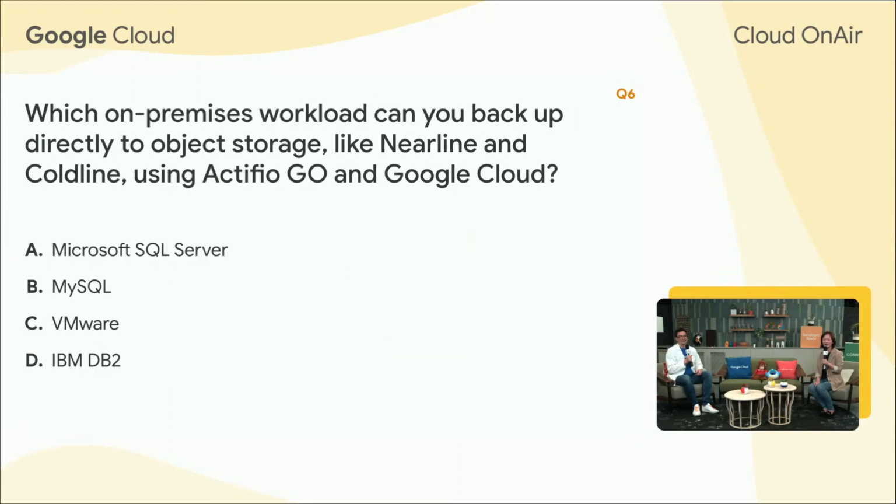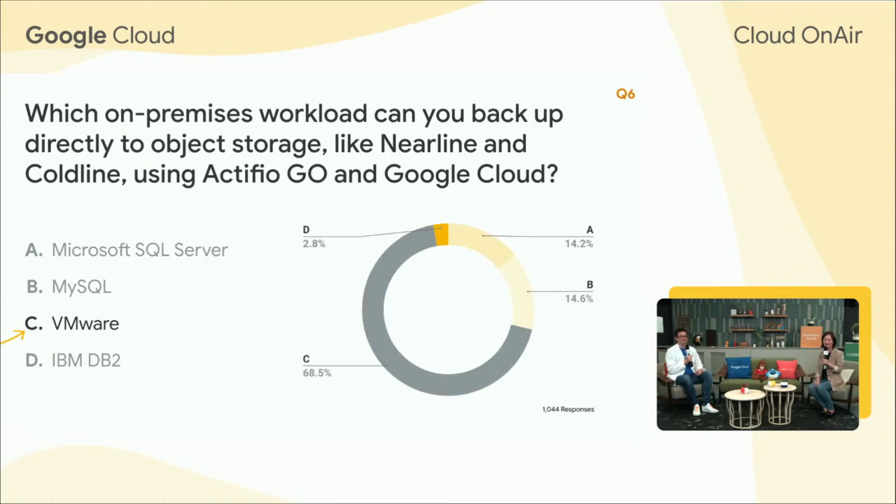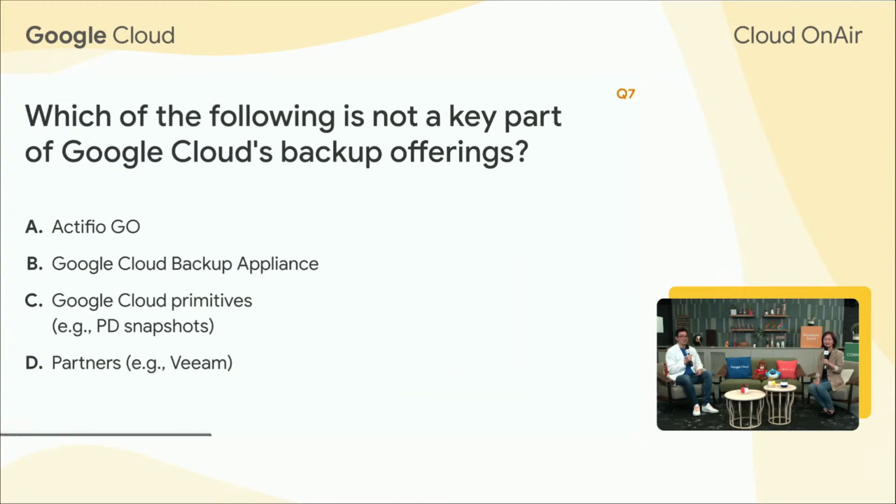Let's look at the second one. Which on-prem workload can you back up directly to object storage, like Nearline and Coldline, using Actifio and Google Cloud? Is it A, Microsoft SQL Server, B, MySQL, C, VMware, or D, IBM DB2? So the answer is C. I'm glad to see most of you get it right again. All right, fantastic. On to the next question.